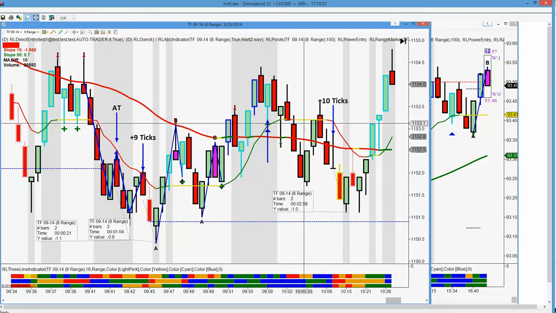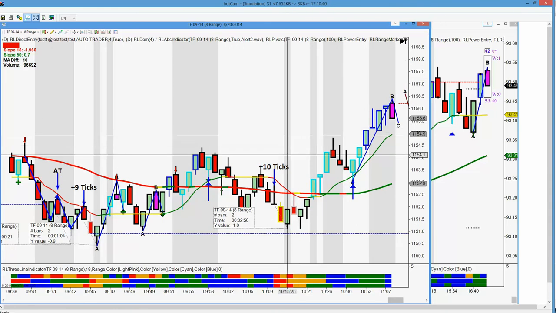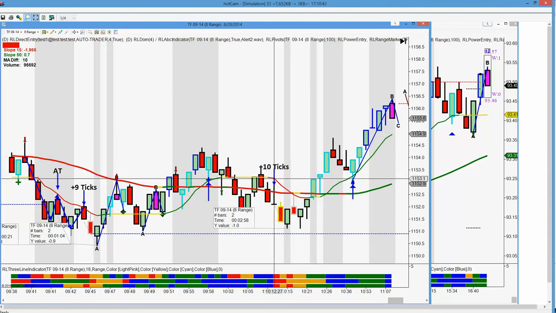Then the modified 15 turns yellow. And again, we're sitting on our hands. We're waiting for the 50 and the 15 to come into sync. It does right here. I'm in one tick below the close of this candle here, and down we go for 10 ticks. A 2-target win.